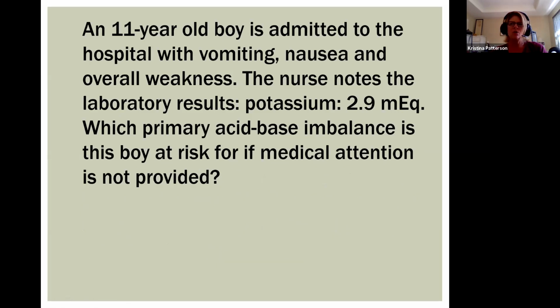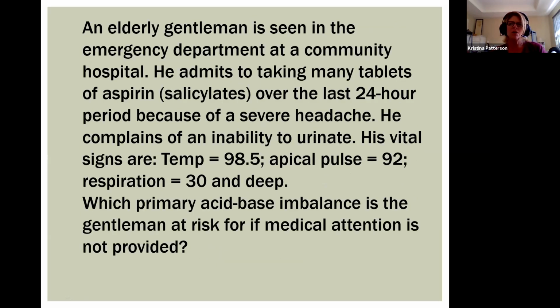And here we have an 11-year-old boy who's admitted to the hospital with vomiting, nausea, and overall weakness. What do we have if we have vomiting? Remember, and we have a low potassium here. We are going to have a metabolic alkalosis. An elderly gentleman is seen in the ER at a community hospital. He admits to taking too many aspirin. So he has salicylate. It's an acid. So he has a metabolic acidosis.